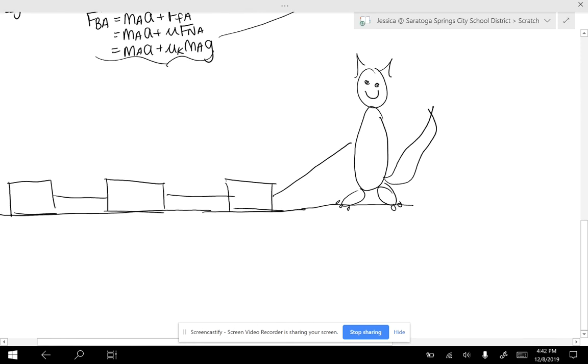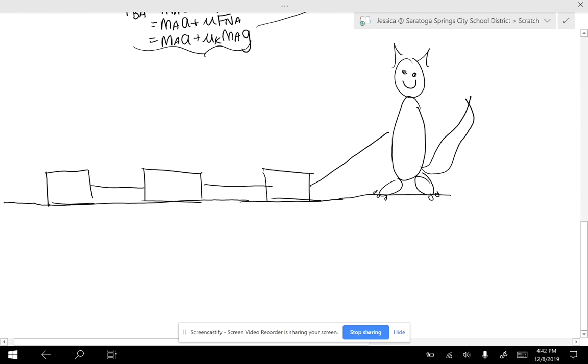Okay, last problem I want to talk about. Let's say we have a dragon dragging 3 different boxes at an angle theta. Okay, so we have 3 strings. So we have 1 tension, 2 tensions, 3 tensions. Okay, and we're going to say that this is a frictionless surface, because that makes our lives a little bit easier. So let's make this object A, B, C.